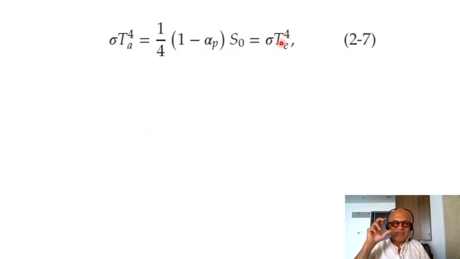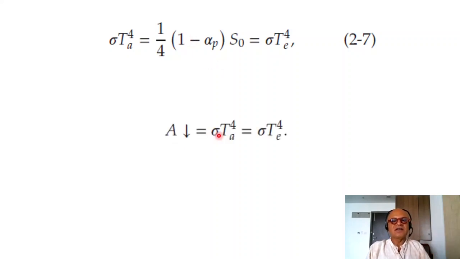Okay, so sigma Ta to the fourth is also equal to sigma Te to the fourth, because now the atmospheric layer itself is emitting to space, and that's the effective emission temperature. So it's just a little nomenclature thing. We can call it atmospheric temperature because that's what it is. We can also call it emission temperature because that's what it is. But that is determined by how much shortwave energy is being retained by the system, which is 1/4 times 1 minus alpha p, the planetary albedo, times S0, which is the solar flux at the top of the atmosphere. Very, very simple.